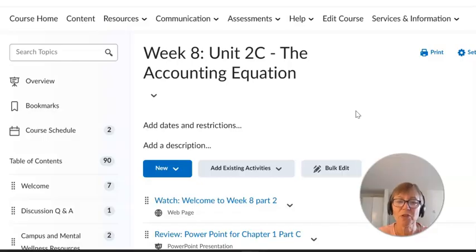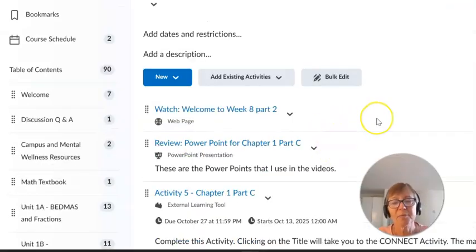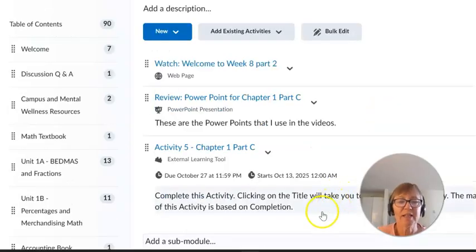I'm going to be creating a video going through the PowerPoints, and then I have assigned the activity, the SmartBook, through Connect to help you familiarize yourself with that part of the chapter.